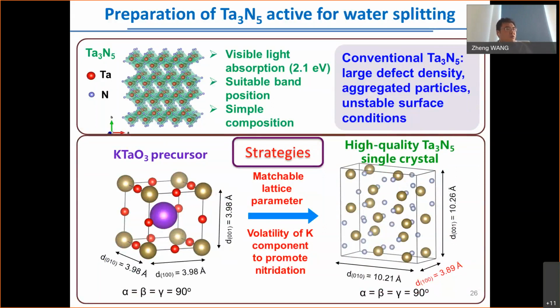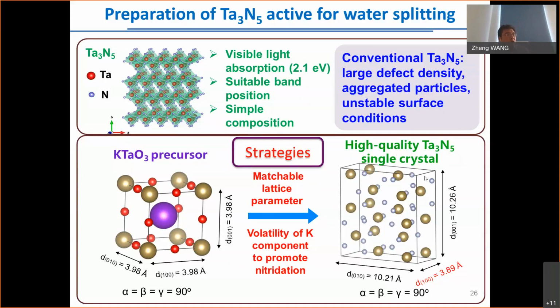And the conventional tantalum 3N5 produced from tantalum oxide by long-term nitridation has large defect density, aggregated particles, and unstable surface conditions that are detrimental to the overall water splitting reaction. We developed a unique potassium tantalate precursor having a matchable lattice parameter to tantalum nitride and a volatile potassium component to produce the high-quality tantalum 3N5 photocatalyst by a short-term nitridation process.